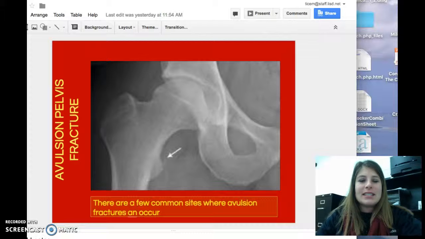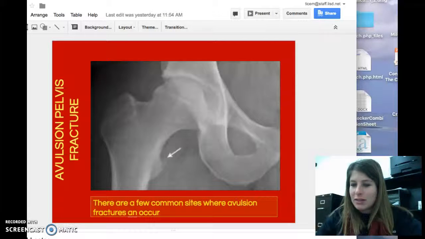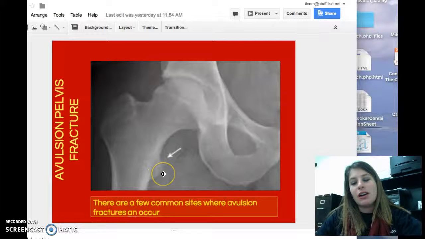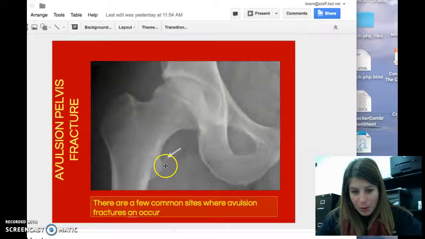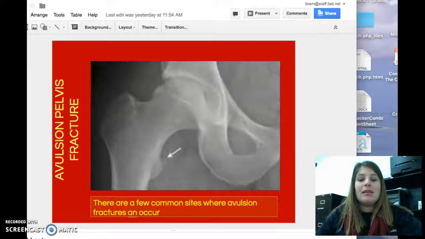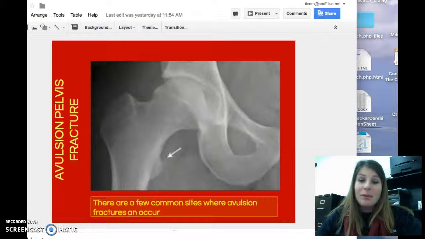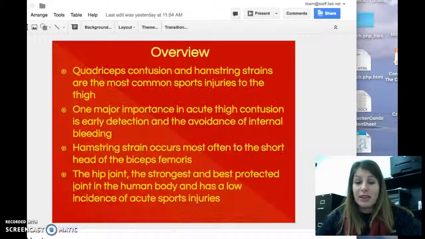I know this isn't the greatest picture, but we do have a little bit of an avulsion fracture right here. This is our lesser trochanter on our femur. We have pulled off a piece of that bone right there. Remember, an avulsion fracture can occur between a tendon or a ligament, but it always includes a bone. And that was our last injury for the hip.